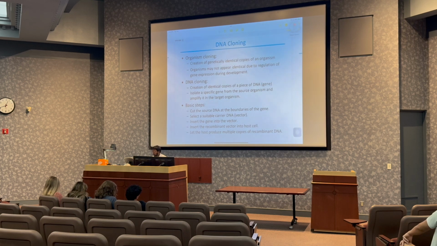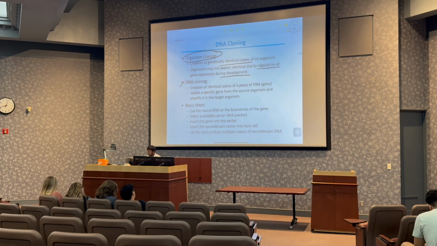Gene cloning, as I said already, organism clone. You can clone a whole organism like Dolly or any other, and create genetically identical copies of the organism. In plants it's very easy. Creating a genetically identical copy in plants is much easier than in animals due to less complexity. The organism may not appear identical, maybe due to regulation of gene expression during development, but you can almost create an identical copy of the organism. Gene cloning is again having an identical piece of DNA. You can isolate it from the source organism and amplify it in the target organism.